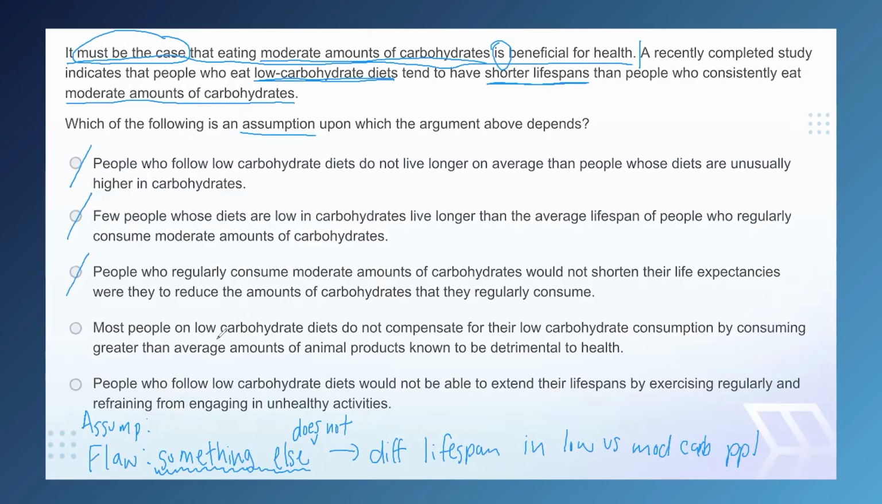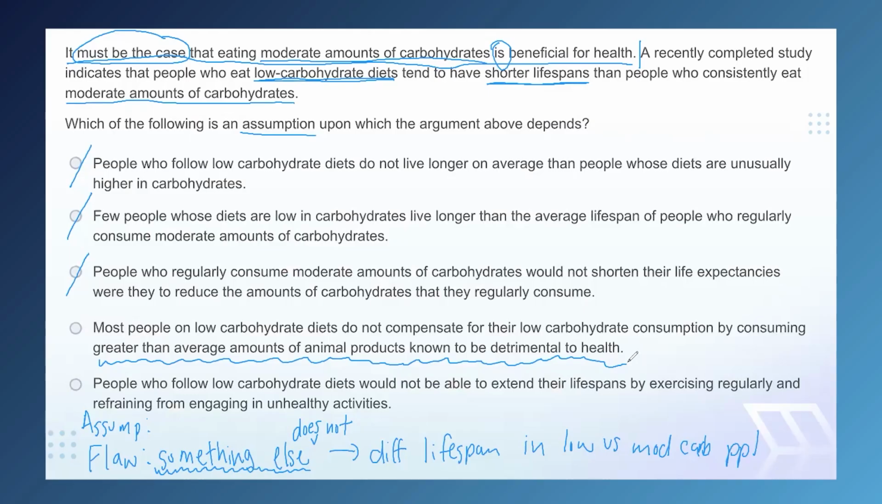It's not until we get to D that we see the introduction of something else. Most people on low carbohydrate diets do not compensate for their low carbohydrate consumption by consuming greater than average amounts of animal products known to be detrimental to health. So not only does this introduce something else, but it introduces something else that we know is detrimental to health, something else that could conceivably contribute to a difference in lifespan. Okay, this one is looking really promising.